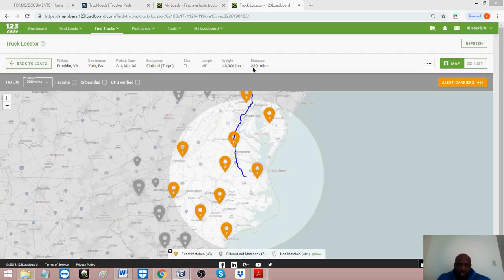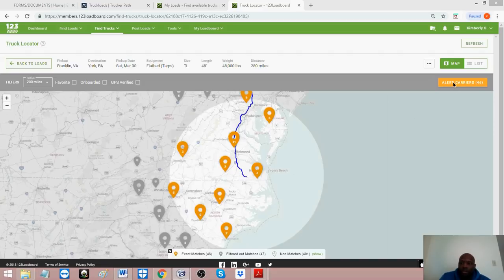So now the load is here. It's picking up here and it's delivering up here, from Franklin, Virginia to York, Pennsylvania. And this is just a sample. But it has 46 carriers. And you see where they are. You know, 3 of them are here, 2 of them are here, so on and so forth, right?